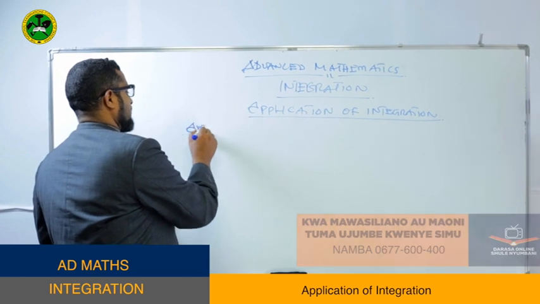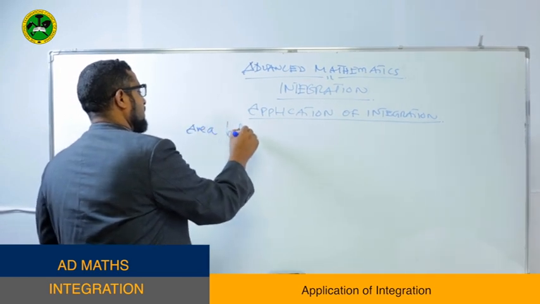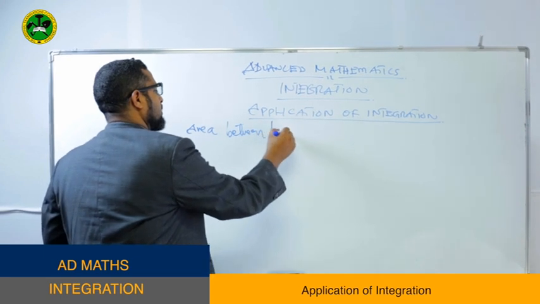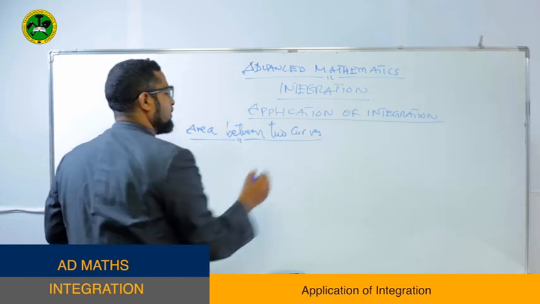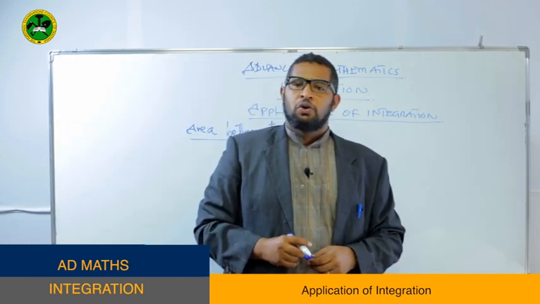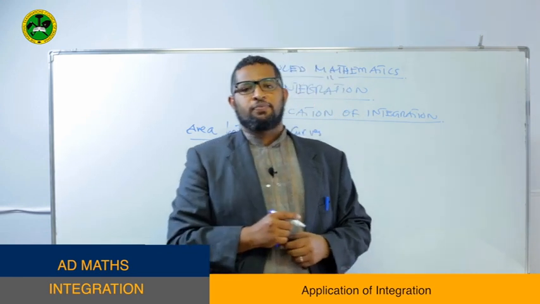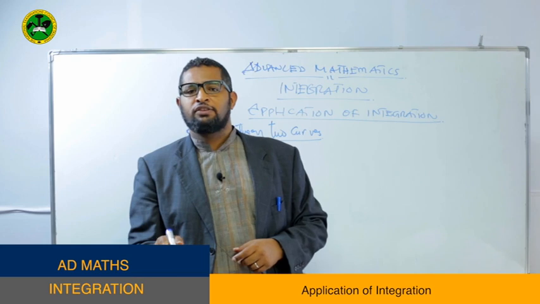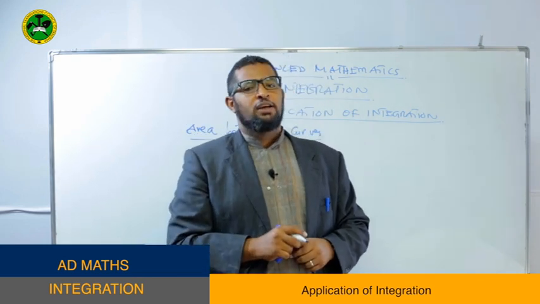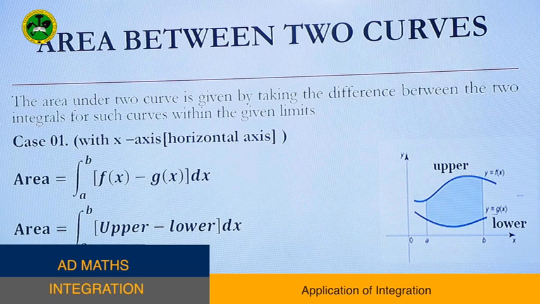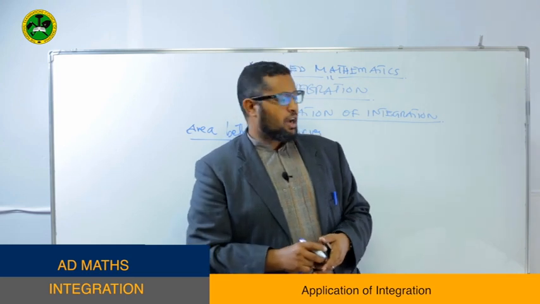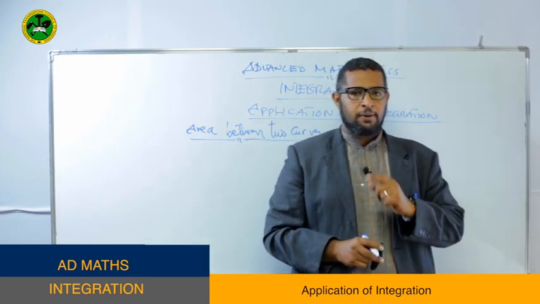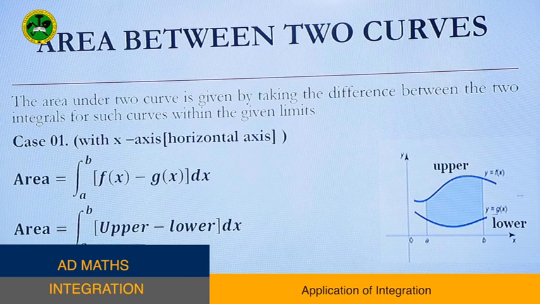Now, let's check area between two curves. So as I said, in the case of one curve, we are having two cases, the case of horizontal axis and the case of vertical axis. Likewise, in the case of having two curves, we will be having the same case with the horizontal axis and with the vertical axis. Now, starting with case number one. Case number one is when the graph is drawn or plotted against the horizontal axis.